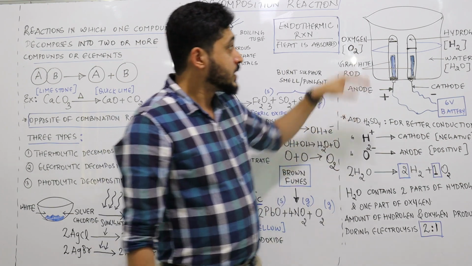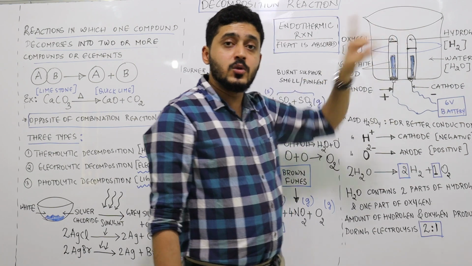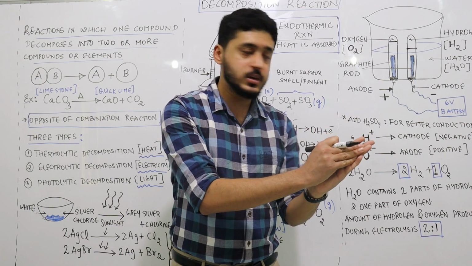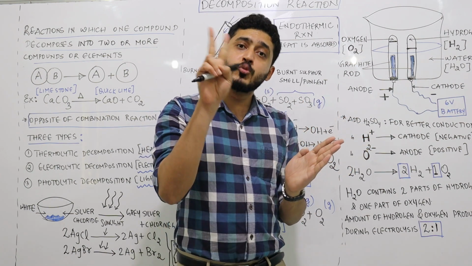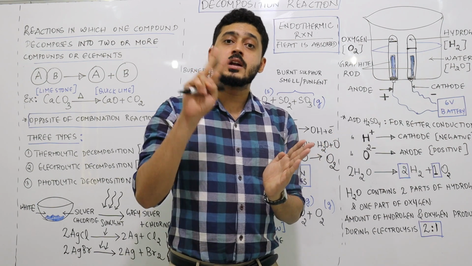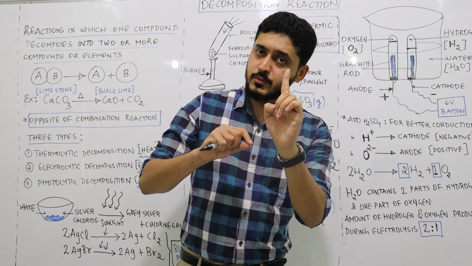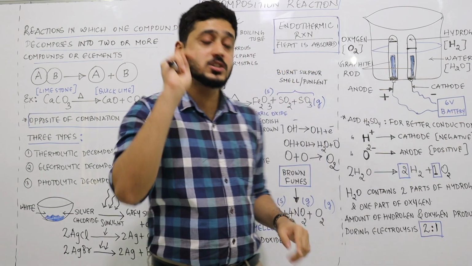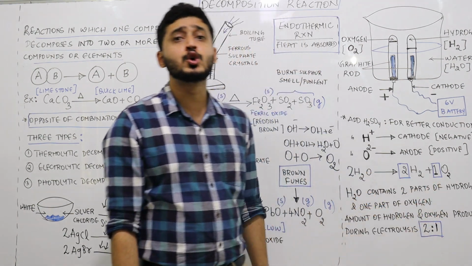Now that means 2 times hydrogen gas is produced when only 1 part of oxygen is produced. That means 1 part of oxygen is going to the anode. At the same time, when a single part of oxygen is produced, 2 parts of hydrogen are also produced, because during electrolysis hydrogen and oxygen are produced in the ratio 2:1.